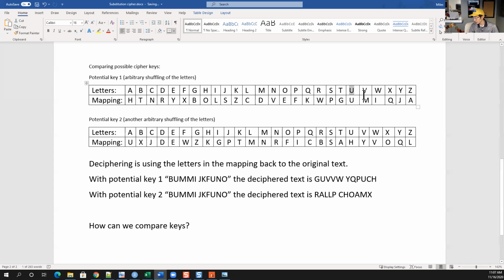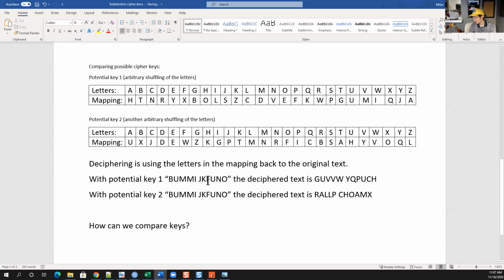Or no, I'm sorry, U is not in the correct spot, because this says hello friend, right? It's supposed to say hello friend, but in our potential key, U happens to map to U. Okay, so we get GU. The M is mapped to a V, so we get GUVVW. The I gets mapped to a W here.